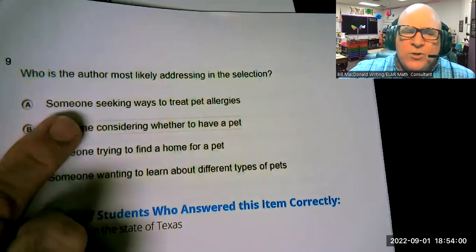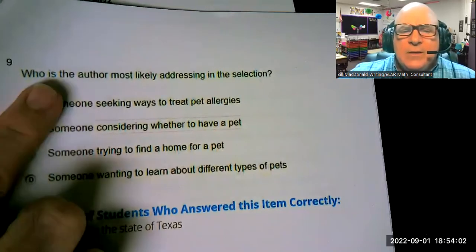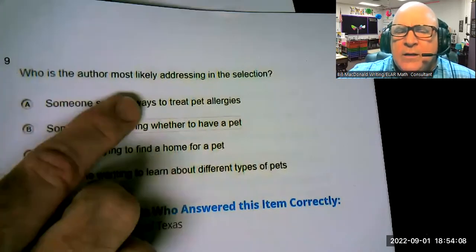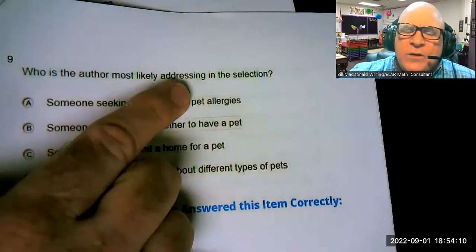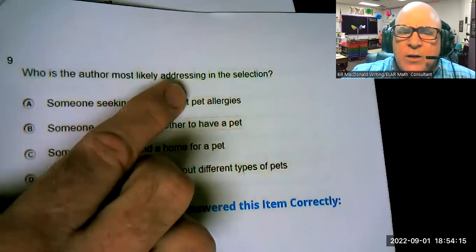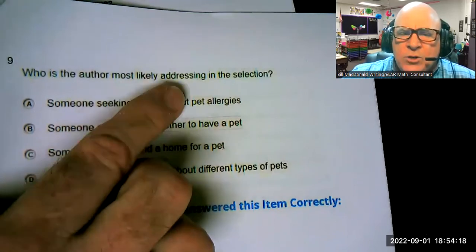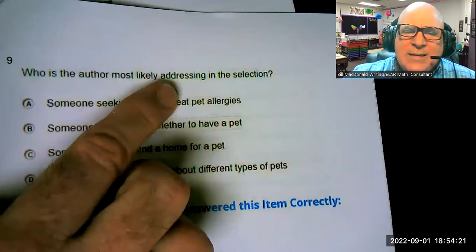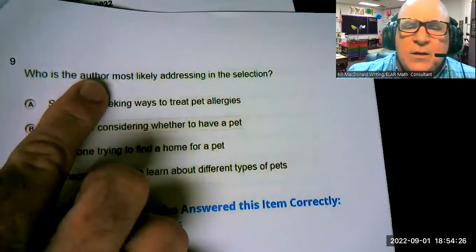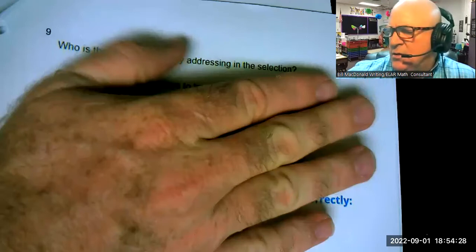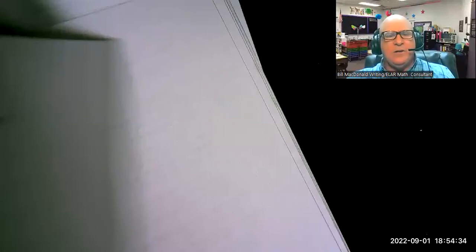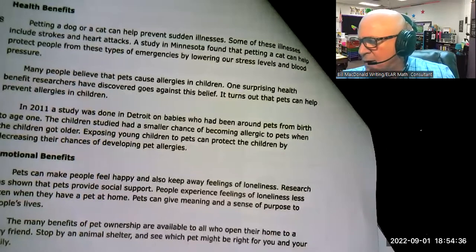So the question says, who is the author most likely addressing in the selection? In other words, who is the author writing to? Since we're not talking, we're writing. Who is the author writing to? Who is the intended audience? And so one way to check to see who our audience is to look at titles and topics.